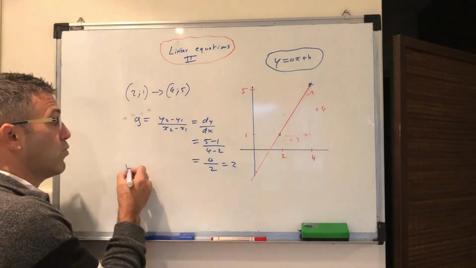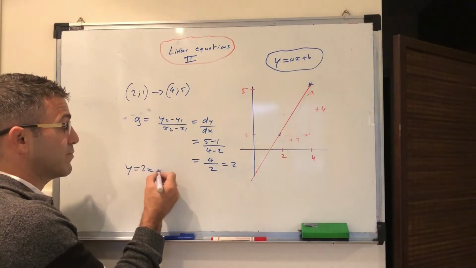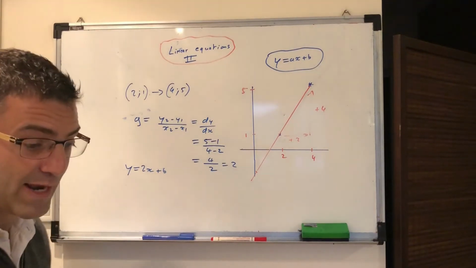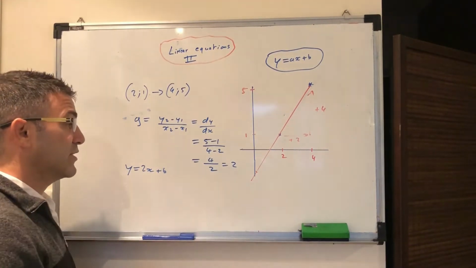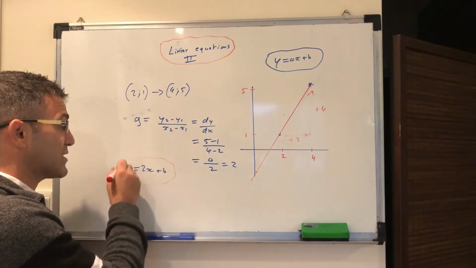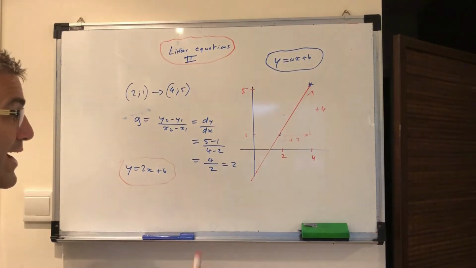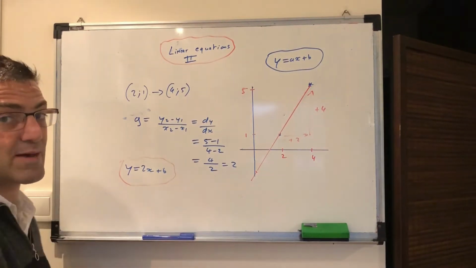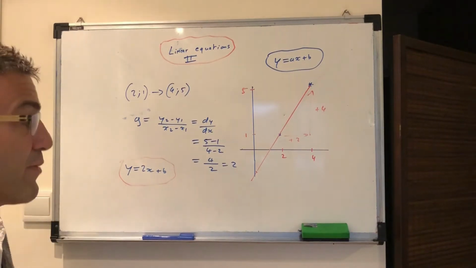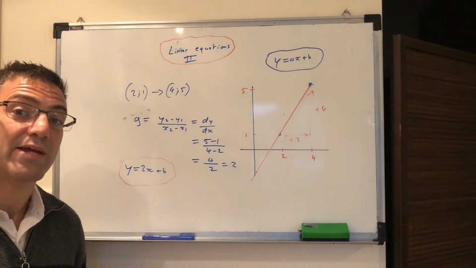So I can say y equals 2x plus b. So this is the equation of my line. So far so good. I just don't know what the b value is. I don't know where I cross the y-axis. I'm not too sure where this happens. Well, the great thing about mathematics is that there's usually a way to figure that out.